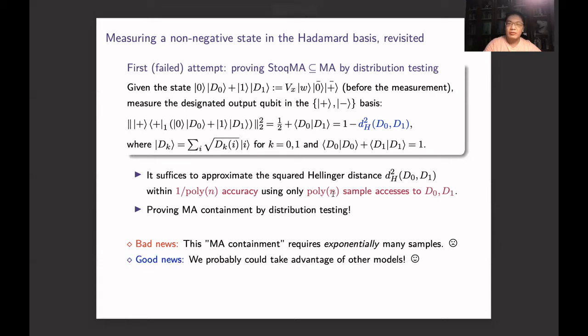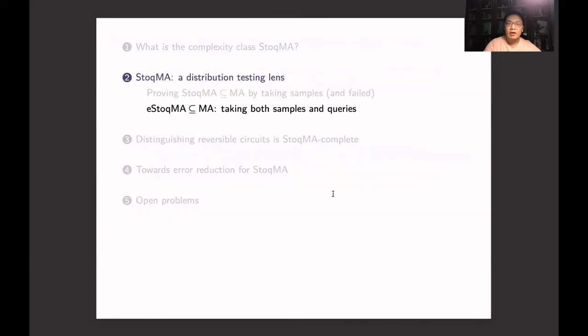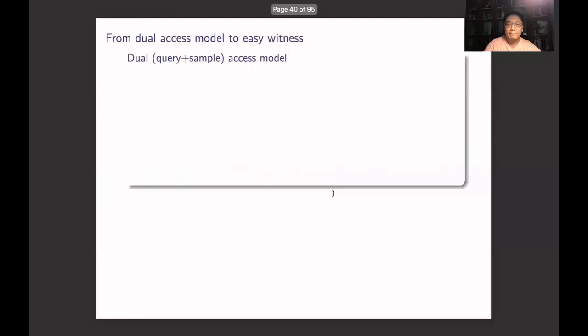But we still have some good news. We probably could take advantage of other models. That's our first result: StoqMA with easy witness is contained in MA, where StoqMA with easy witness is a subclass of StoqMA. So what we need is a dual access model defined by Canonne and Rubinfeld.